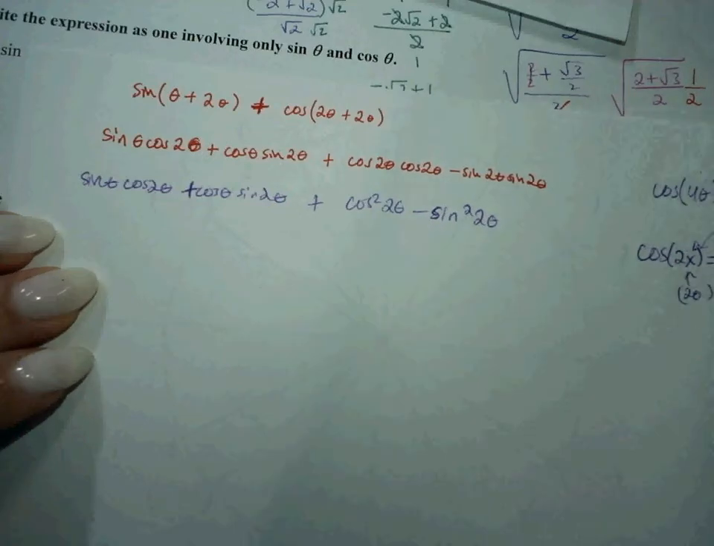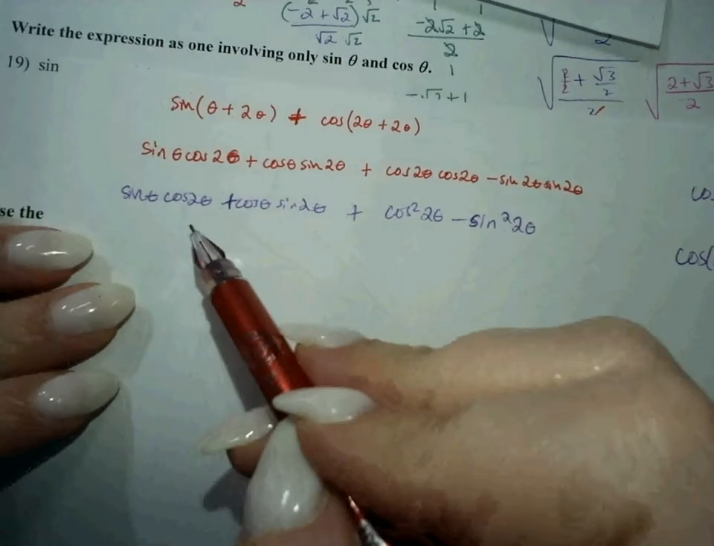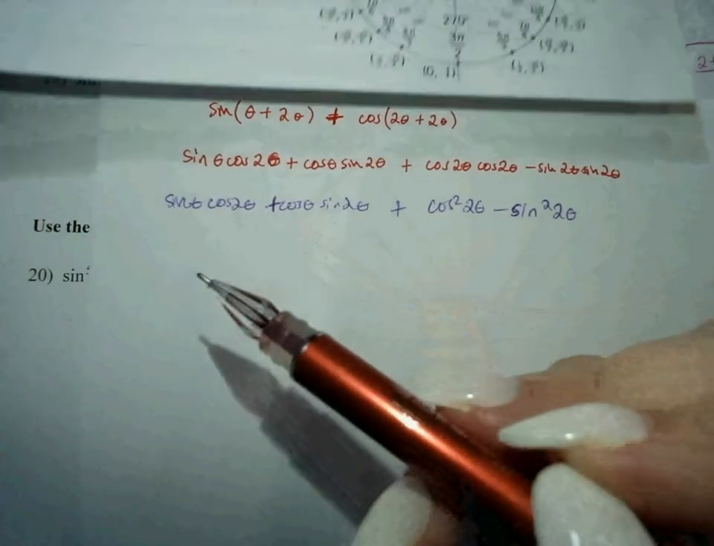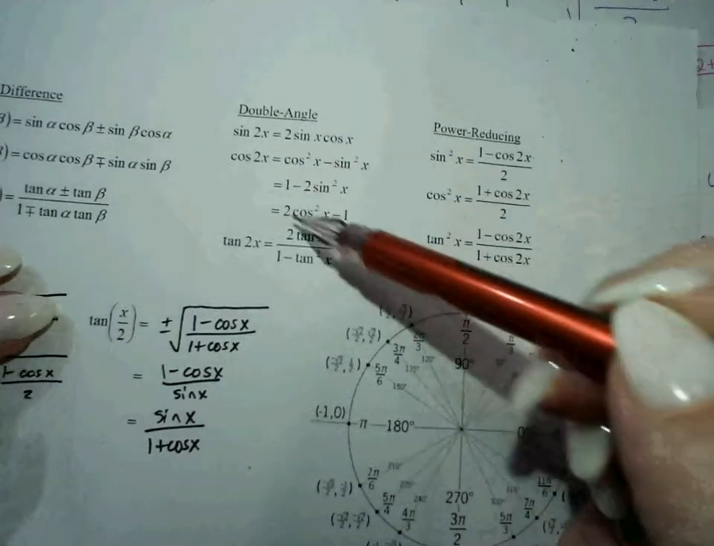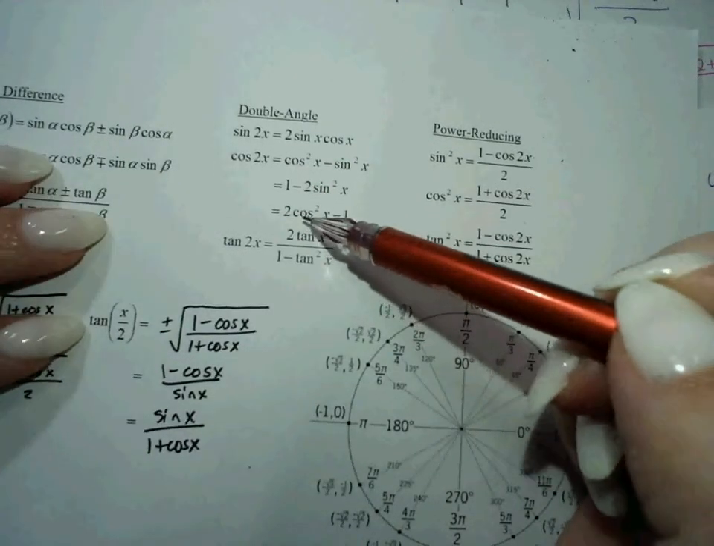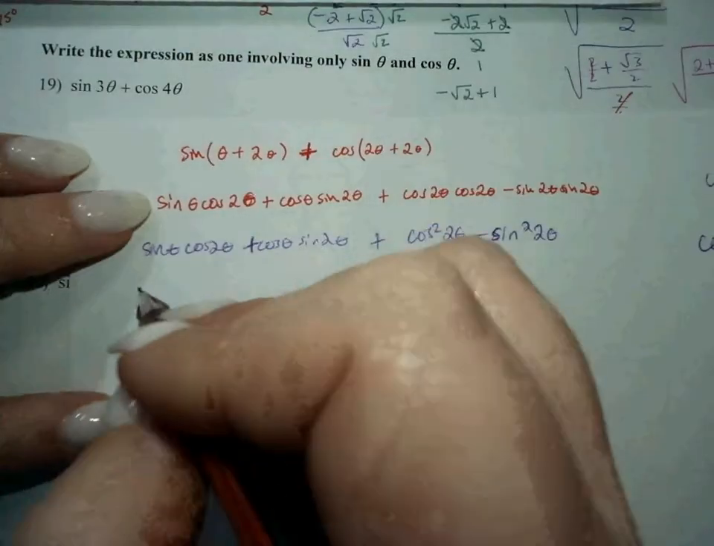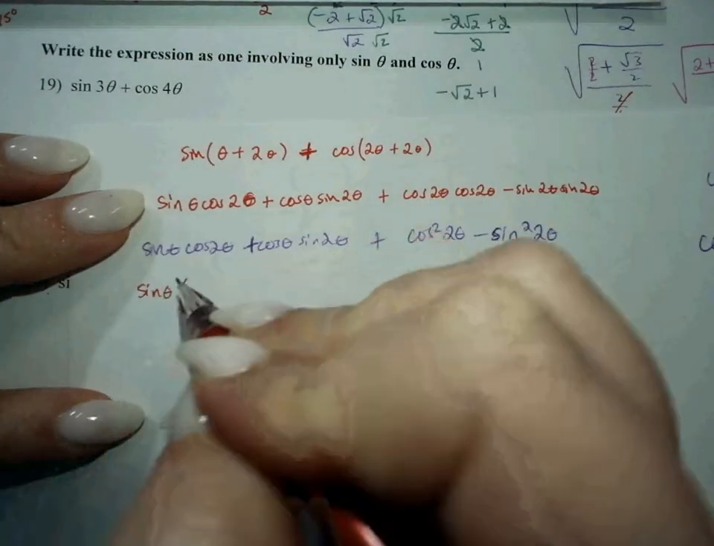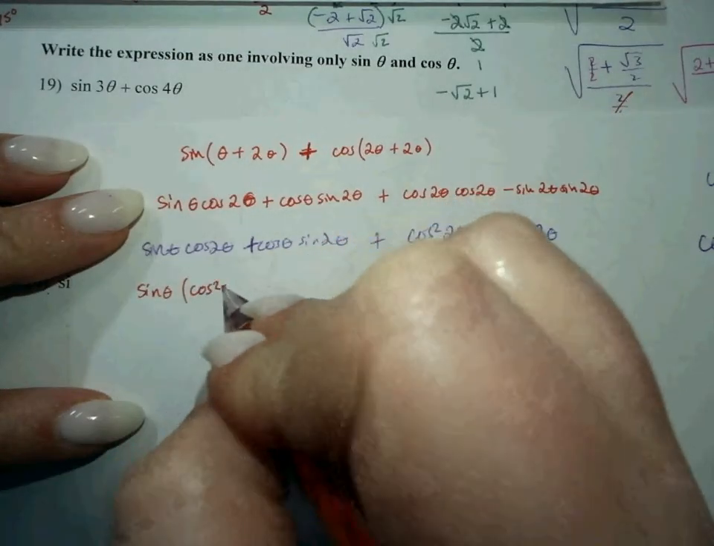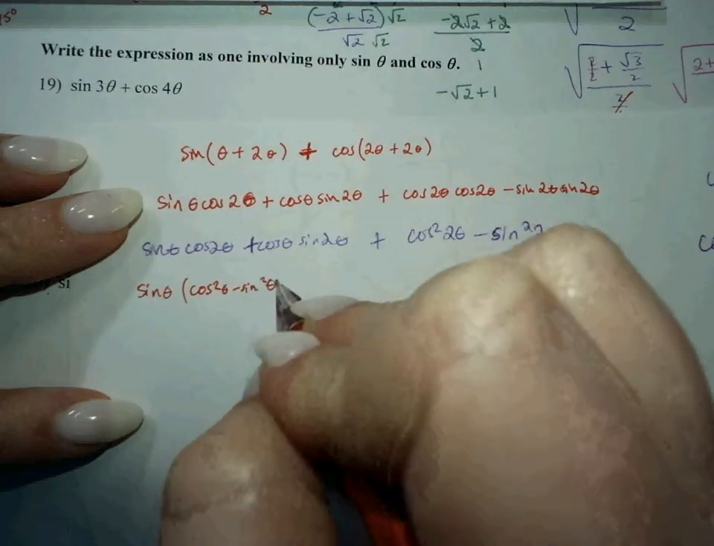Okay. I've got a bunch of double angles and I've still got double angles. I don't have any triple angles anymore. So let's do some more replacing. Cosine 2 theta, it really doesn't matter what you replace it with, as long as you replace it with something not a double angle. So I'll go ahead and do cosine squared minus sine squared.